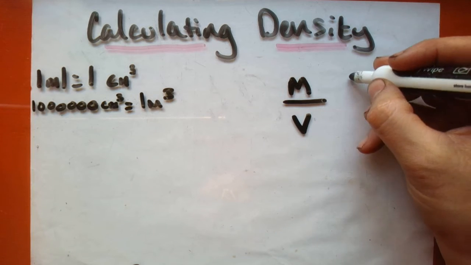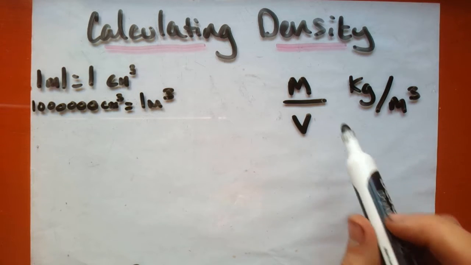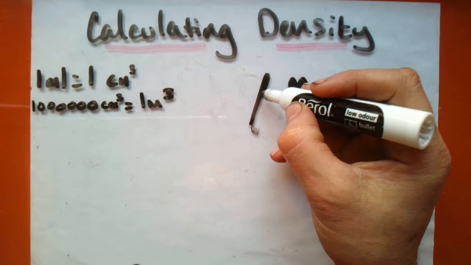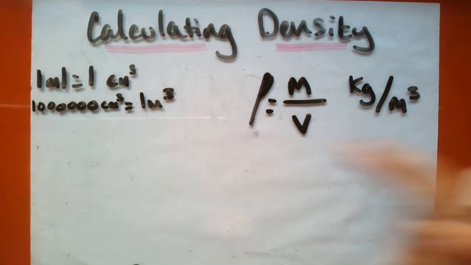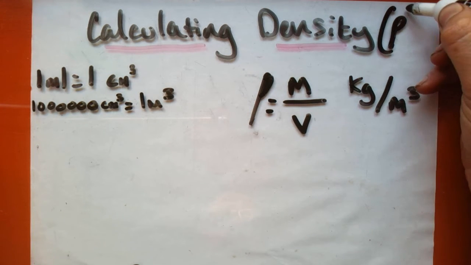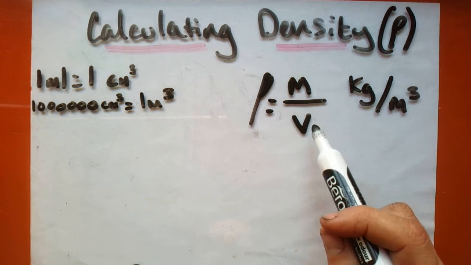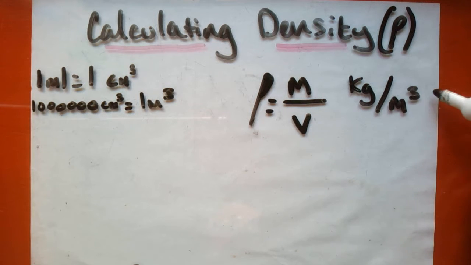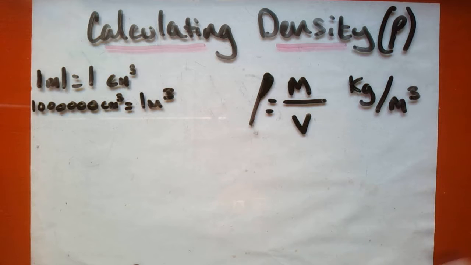The units of density are kilograms per meter cubed. Now, this is a really useful way of remembering the equation. Density is shown by not a pound sign, but by this rho symbol. It looks like a P, but it's not. So we have density equals mass divided by volume, and the units of mass are kilograms and the units of volume are meters cubed. So remembering kilograms divided by meters cubed is a useful way of remembering the equation.